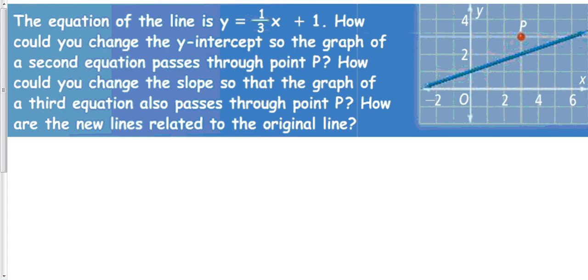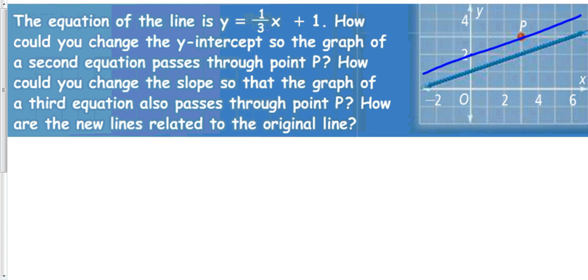So let's look at this problem right here. The equation of the blue line on the right is y = 1/3 x + 1. If we look at that line, it has a y-intercept of 1 and a slope of 1/3, up 1, right 3. How could you change the y-intercept of the graph so a second equation passes through point P? Well, I could take this line and just move it up. That would change my y-intercept to 2, and now it does go through point P. So basically I took that line and shifted it up.